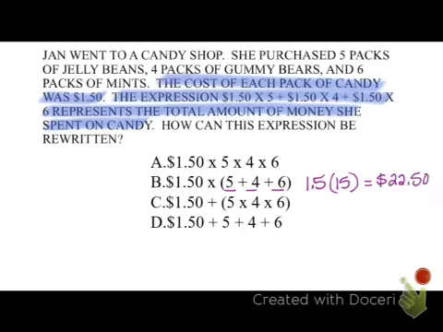If we go back to our original problem, $1.50 times 5 is $7.50. $1.50 times 4 is $6, and $1.50 times 6 is $9. If you add all of the money amounts, you do in fact come up with $22.50.